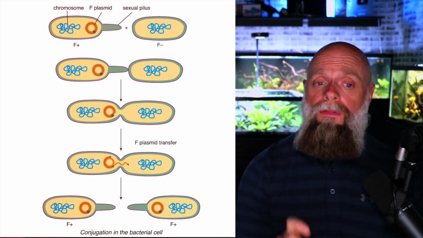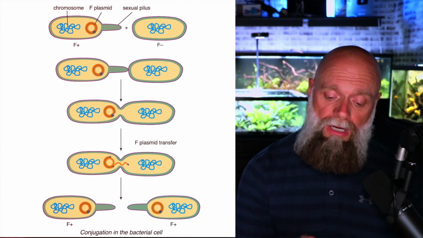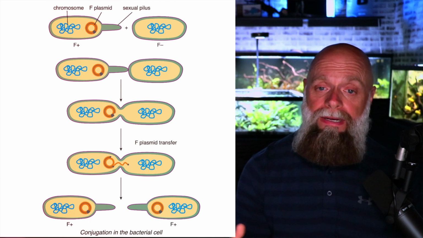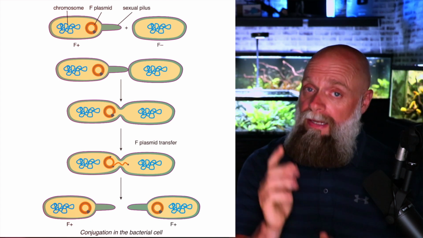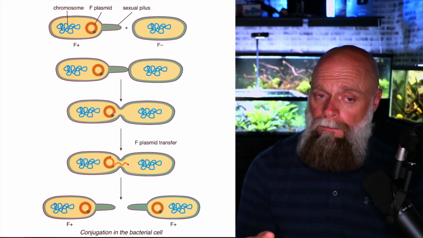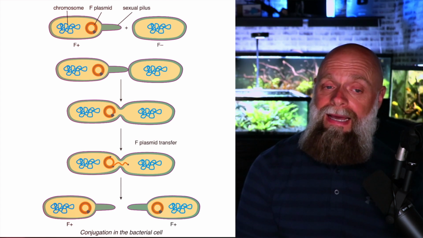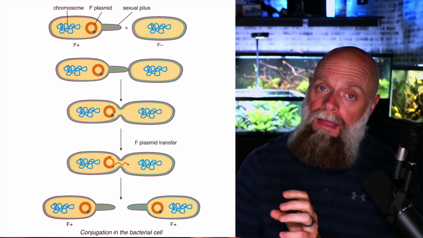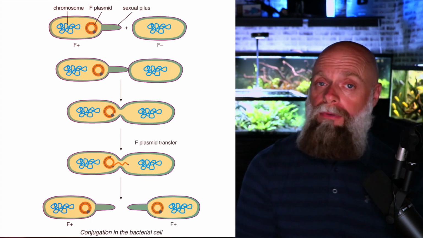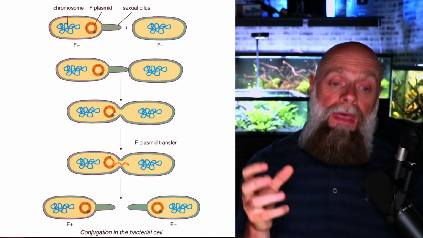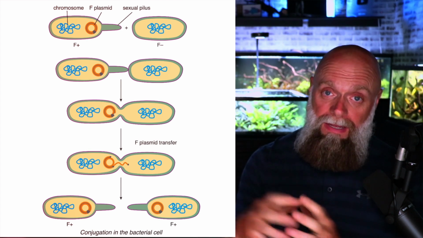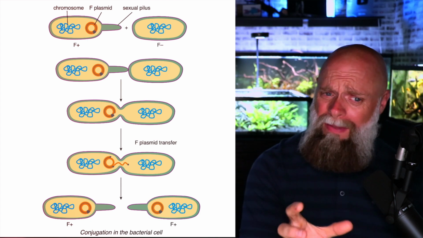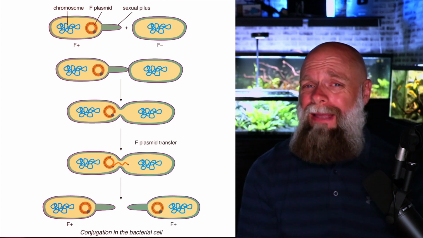Now, something else to consider, there is a variant of this process, and it's called HFR, and that HFR stands for high frequency of recombination. Now, I don't have a real pretty picture for you, so we're going to have to use our imaginations a little bit, but imagine the F plus cell on the left-hand side, instead of having that plasmid be extra chromosomal, outside the chromosome, that orange plasmid is actually part of the blue chromosome. Now, when that happens, the plasmid and the chromosome have been recombined, and thus the HFR, high frequency of recombination. And so that F plus cell would actually be labeled HFR.